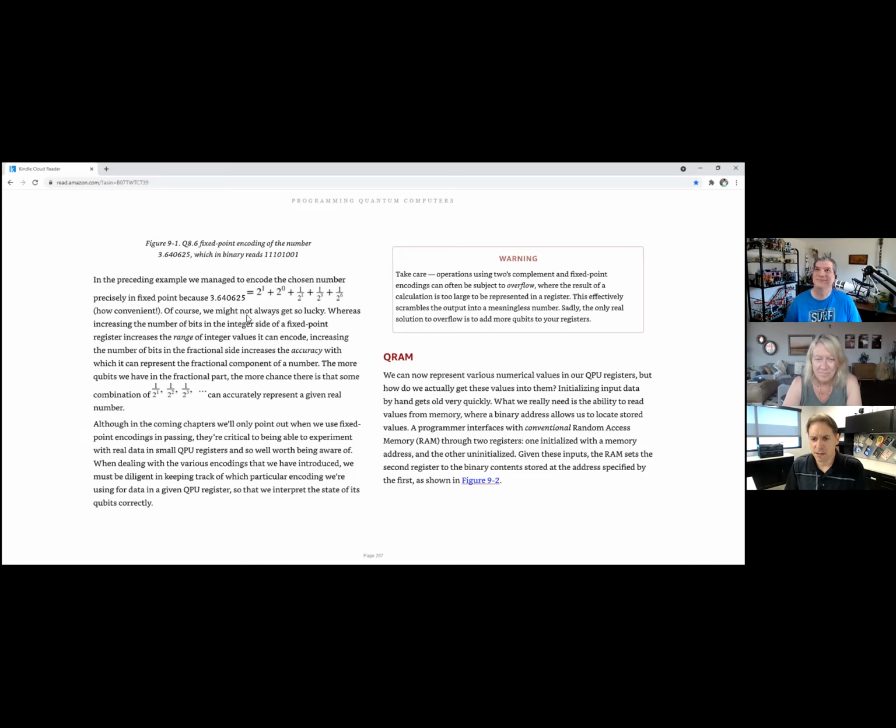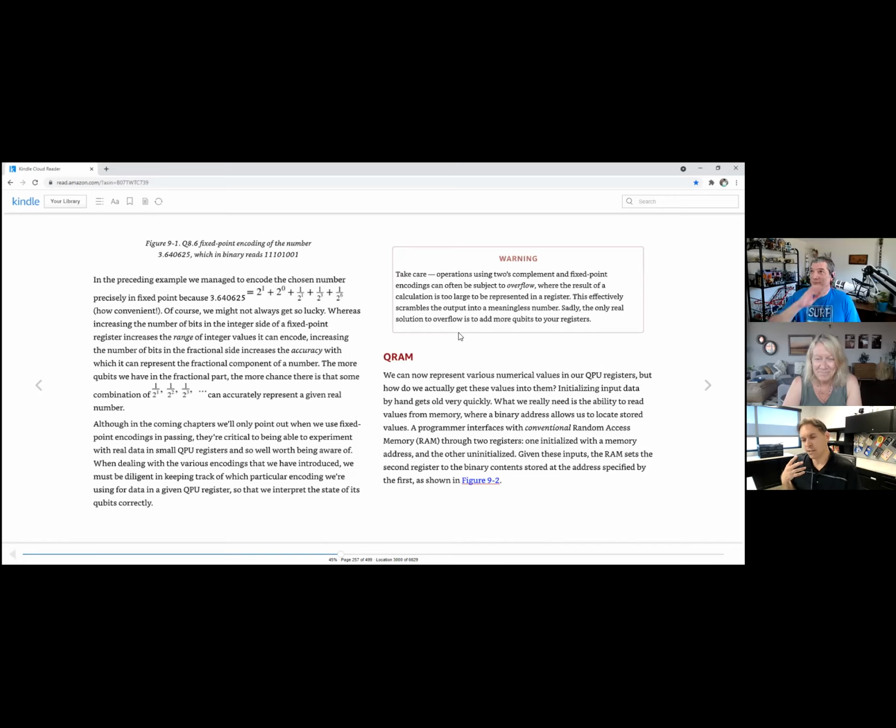And he really only talks about this type of representation, the fixed. He doesn't get into the floating point, at least not in this chapter. So maybe later on he will do that. He even warns you, take care of operations using 2's complement, which is how we added negative numbers and represented them before. And fixed point encodings can often be subject to overflow. There's the big bad word we all hate as programmers, where the result of a calculation is too large to be represented in a register.